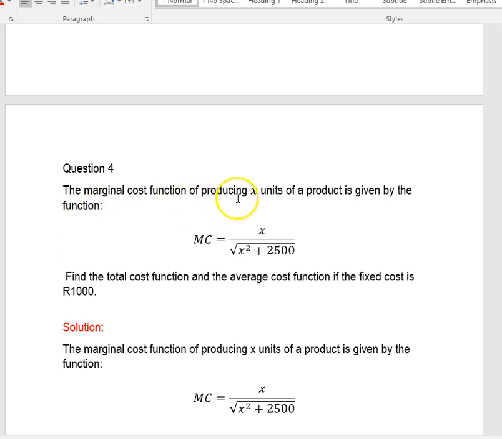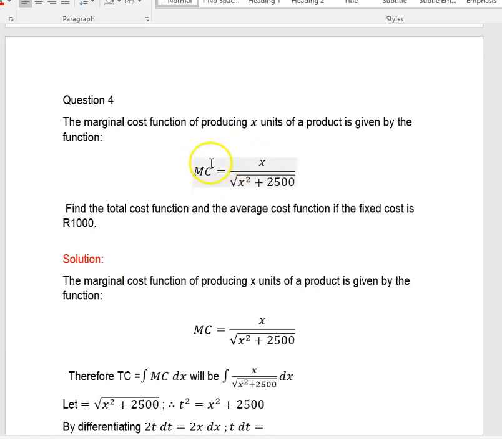The marginal cost function of producing x units of a product is given by the function MC equals x over the root of x squared plus 2500. We are told to find the total cost function and the average cost function if the fixed cost is 1,000 rand. Now remember that your MC is your dC/dx.